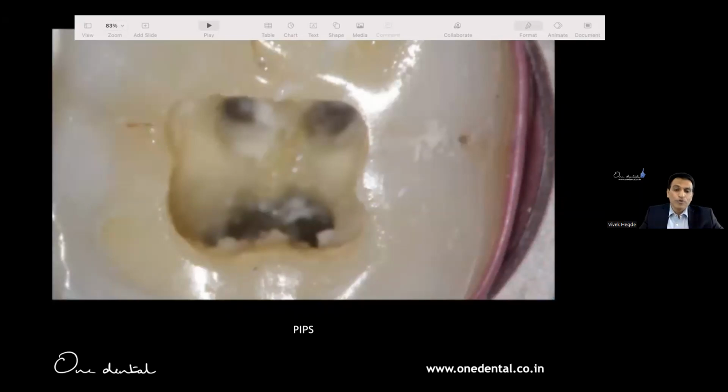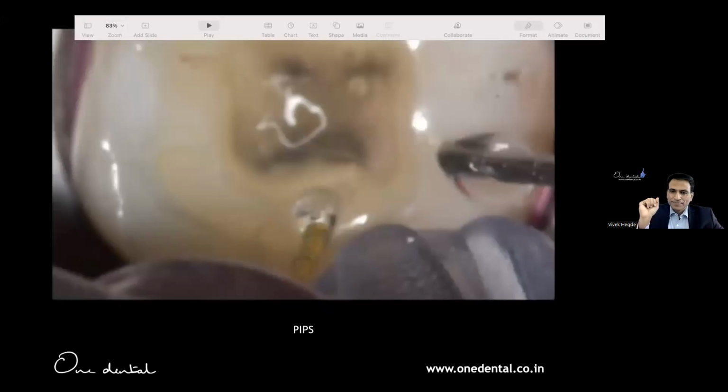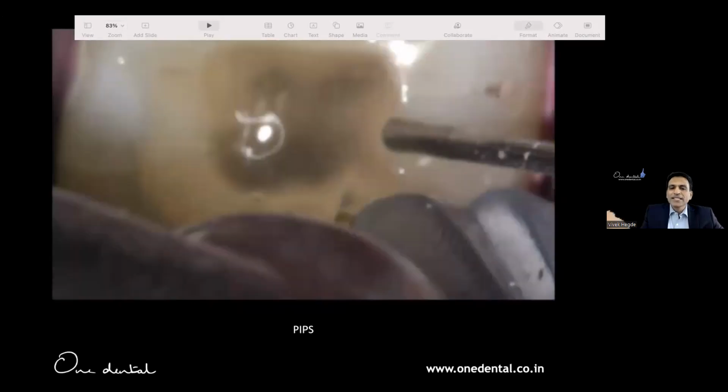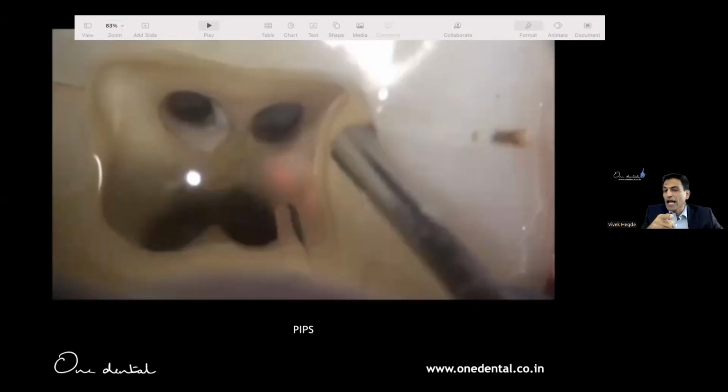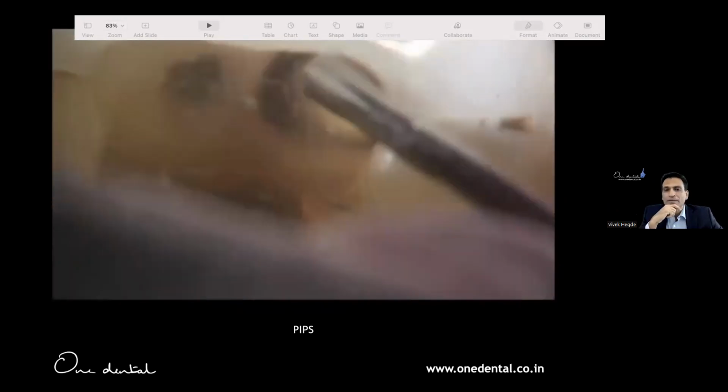Can you use this? Of course. This is lasers. It's called photon-induced photoacoustic streaming. So here we use this. If you see this video now, we are activating the laser. See the amount of debris that's coming out. I'm using the laser at the entry point. I purposely kept the debris on the mesial roots in the entry point. The tip is kept at the entry point and not in the chamber and not in the canal.